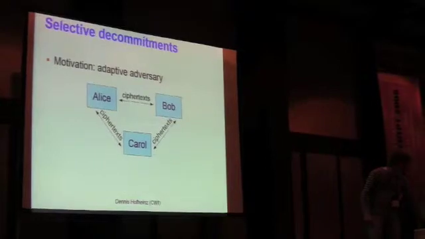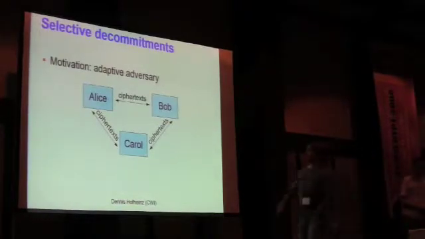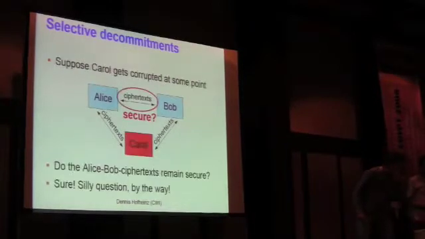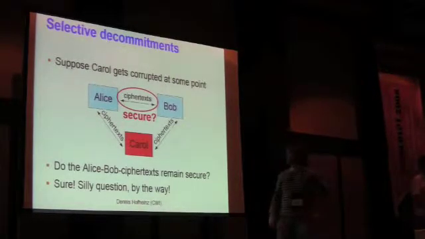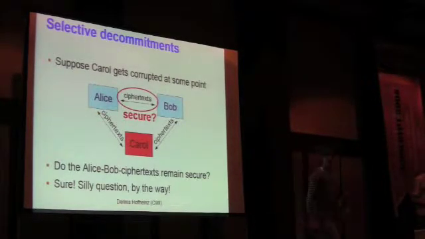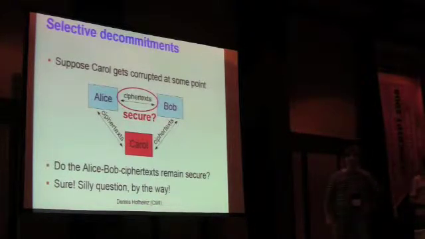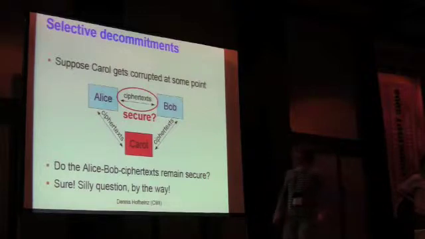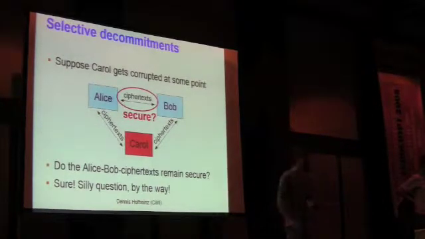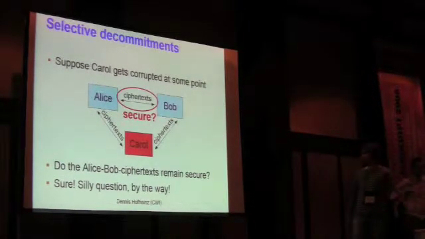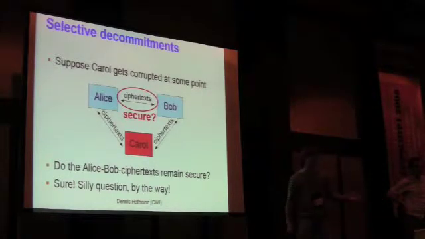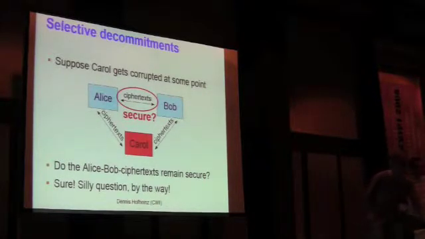So the setting of this is, consider we have three parties that are communicating via encryption. And now suppose what happens if we corrupt one party. Obviously we get all the ciphertext and we can decrypt all the ciphertext that Carol sent or received. But what does it mean? What does it say about the ciphertext sent between Alice and Bob? Do they stay secure or not? So the obvious answer to this is, of course, it's a silly question. Of course, these ciphertexts remain secure because they have nothing to do with the corruption itself.